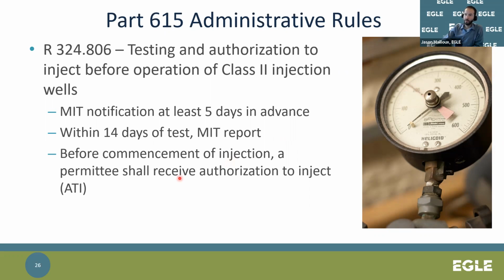And this is an important point. Again, this is not different from how the EPA is running things under primacy, but the letter will come from a different place. So before you start injection, you'll need an authorization to inject letter. And this time it'll be coming from the state of Michigan rather than the EPA. So just a permit to drill a new Class II well is not equivalent to an authorization to inject.